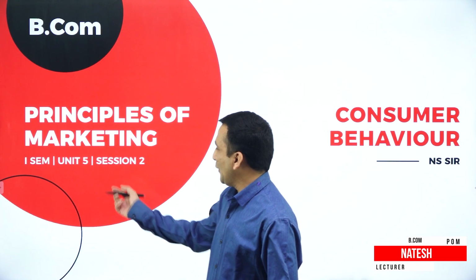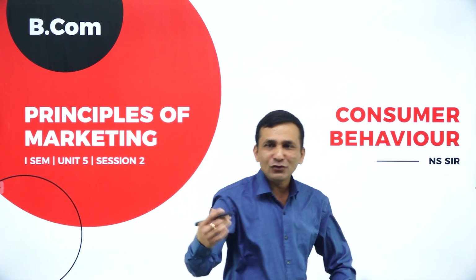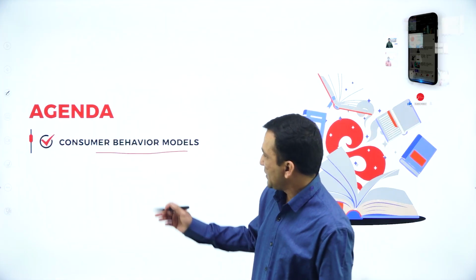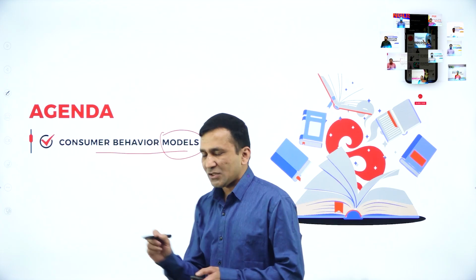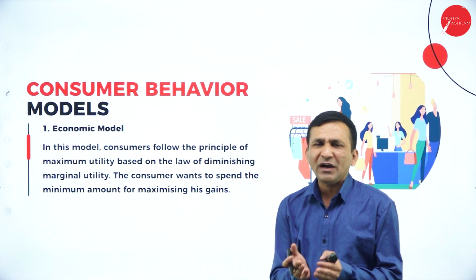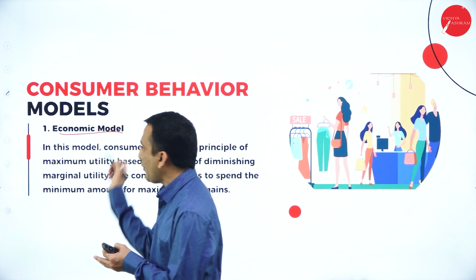So we are in Unit 5, Section 2, first semester BCom, Consumer Behavior, and today my agenda is the Consumer Buying Decisions process, which is the model related to consumer buying decisions, okay. So moving forward, there are different types of models we are able to identify. The first model here is the economical model.